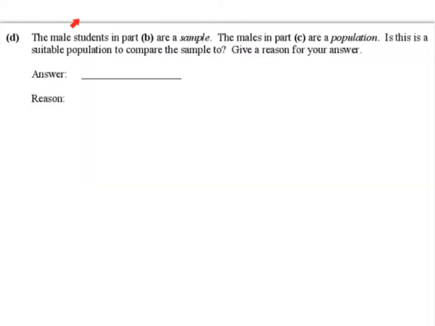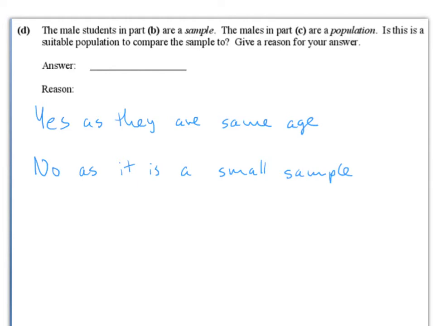D. The male students in Part B are a sample. The males in Part C are a population. Is this a suitable population to compare the sample to? Give a reason for your answer. To be honest here, you can answer yes or no. You could say yes, it is suitable because they are the same age. But you could also say no, as it's a small sample. So either yes or no will do, but you must have a reason to back it up.